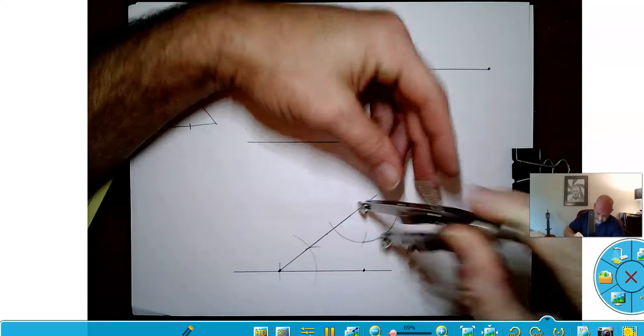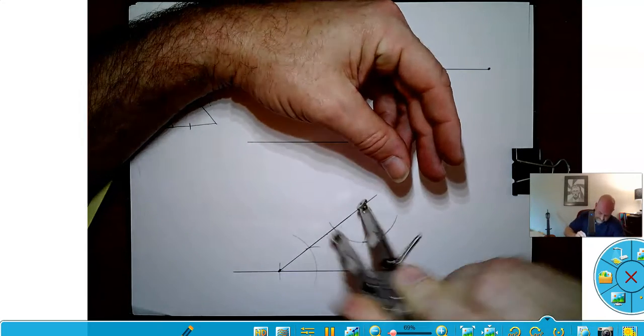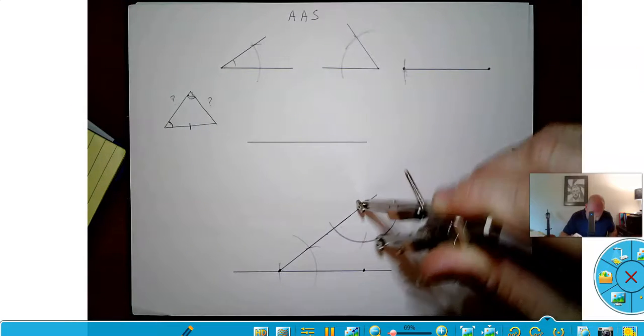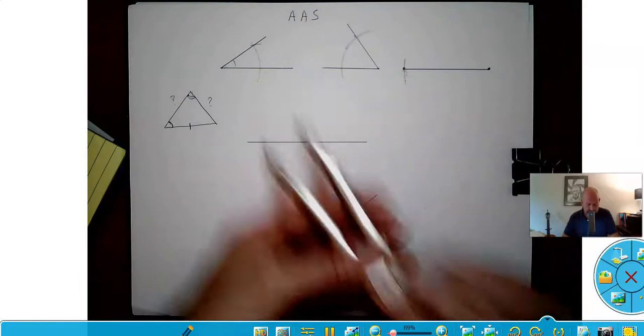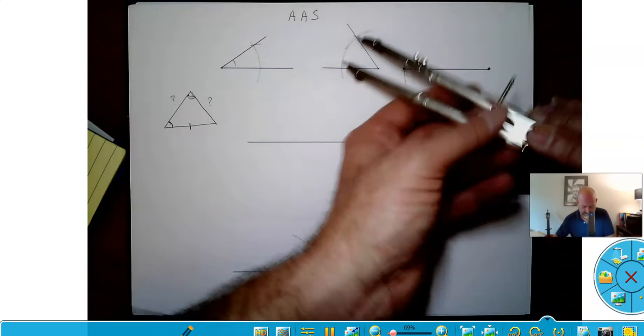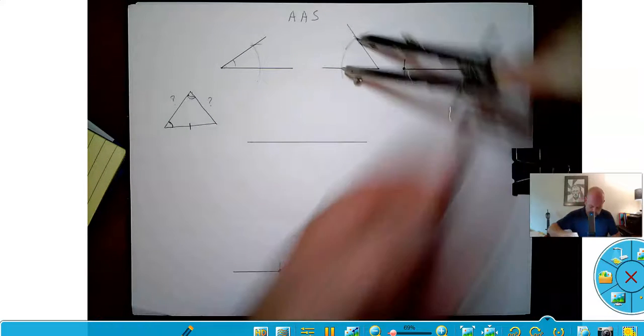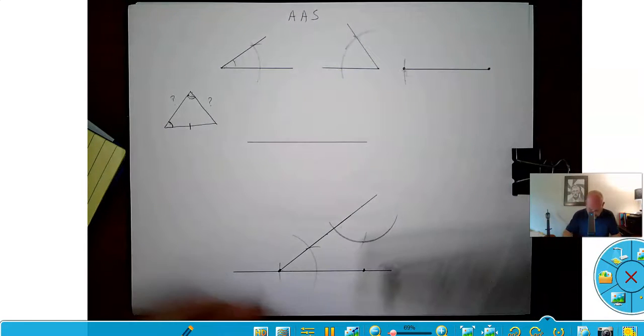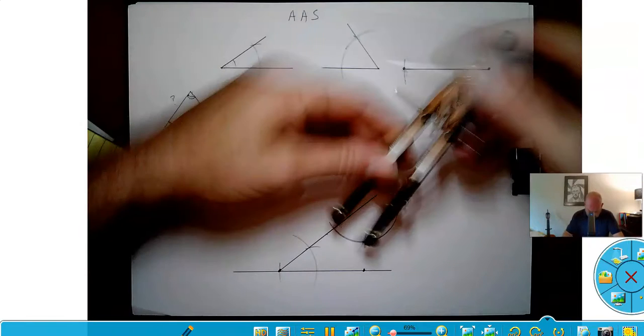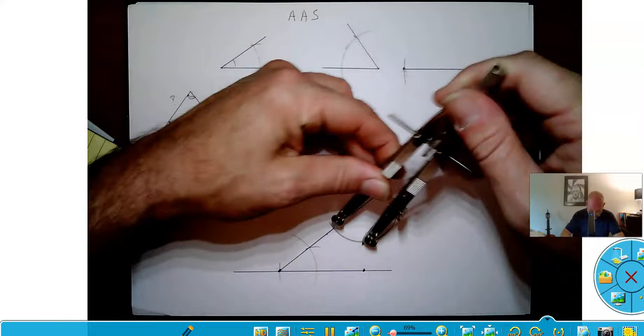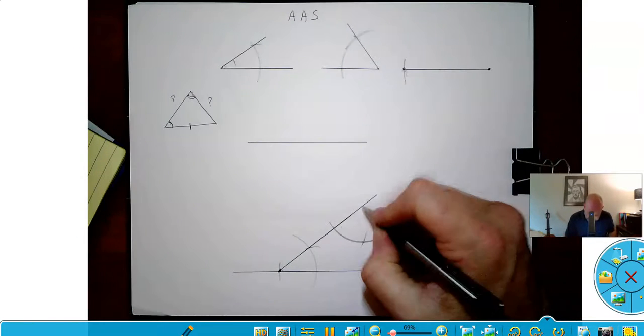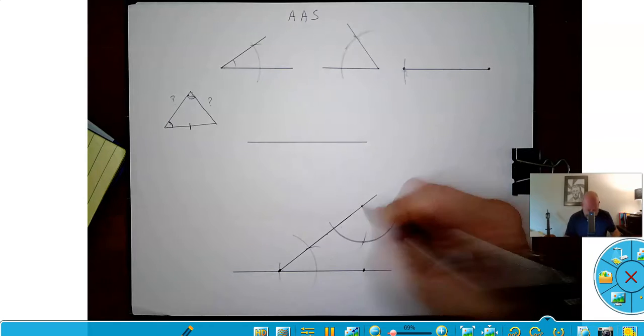Okay, so that should be it. Yeah, there we go. So it's that. I measured that, and then I measured this, right? From here. Yeah, okay, good. And here's the center of that circle, right there.